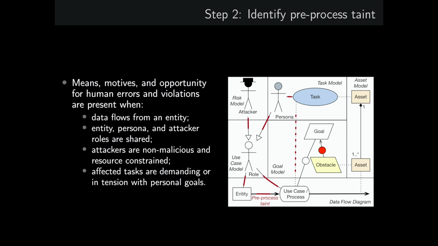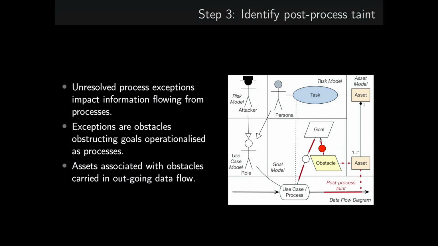And as the conditions in this slide and the paper show, we rely on other models for context. For example, we're relying on tasks that put processes in context, and attackers and personas that put more abstract roles and human entities in context. Now, post-process taint arises when exceptions from processes impact information flowing from these processes. Now, in this check, the process itself provides context for other models, particularly requirements models. For example, system goals are operationalized as processes, where exceptions to these processes obstruct one or more of these goals. In parallel to this, we also rely on the relationship these elements have with assets of value. In other words, assets associated with obstacles that are carried by these outgoing data flows.